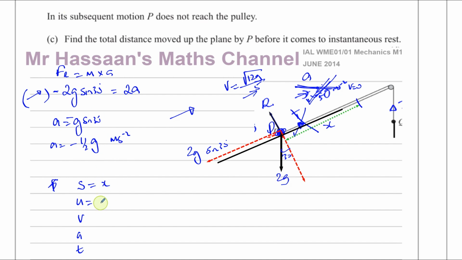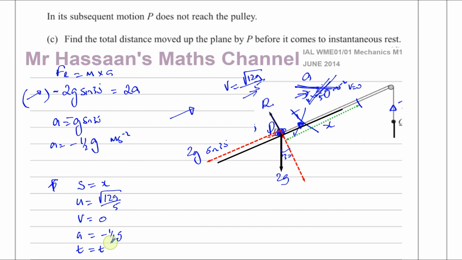U is the speed with which it was moving at the point that Q hit the ground, which is root 12 G over 5. V is going to be 0 because it's going to slow down, come to rest, and then start sliding down again. So we want to find that distance it moves by the time it reaches there. The acceleration now, as we know, is minus a half G meters per second squared, and we don't know the time.